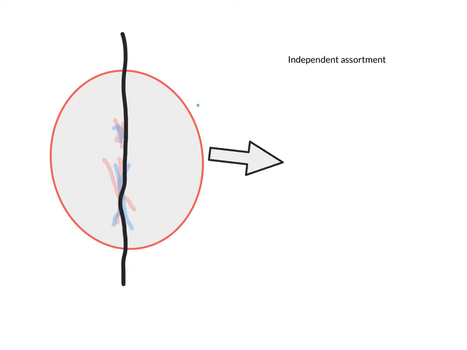After replication, homologous pairs line up. What that means is they kind of find each other and they line up at the middle of the cell. That's called the cell equator. And you can see that cell equator is just the middle of the cell, just like the Earth has an equator. This random lining up in the middle of the cell is what we call independent assortment.